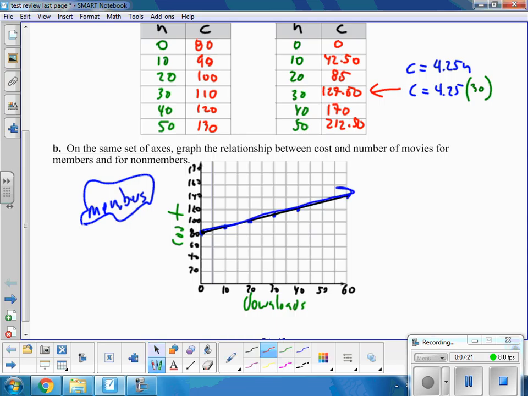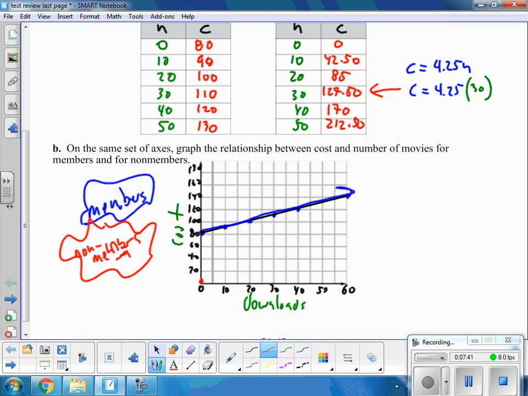Okay, so let's do non-members. Wow, that is really horrible handwriting. Let me translate here. That must be a B in there somewhere. All right, so let's look at these guys. Non-members, that's at 0, 0, 10.